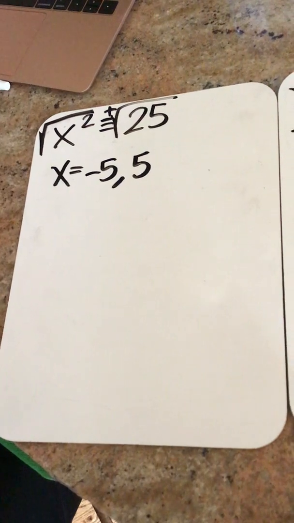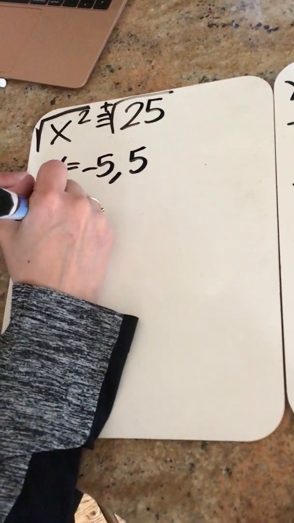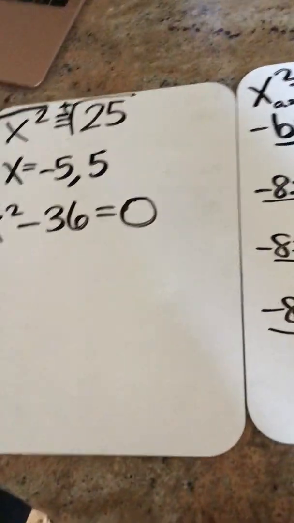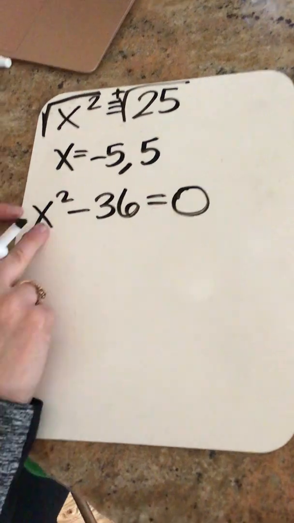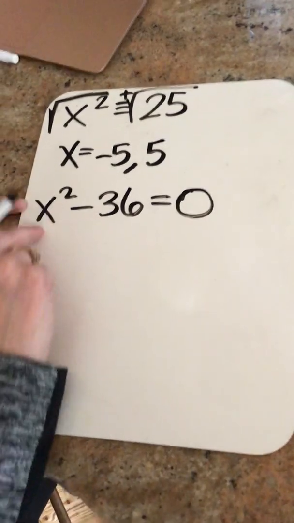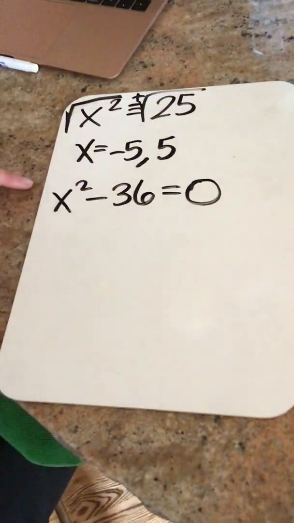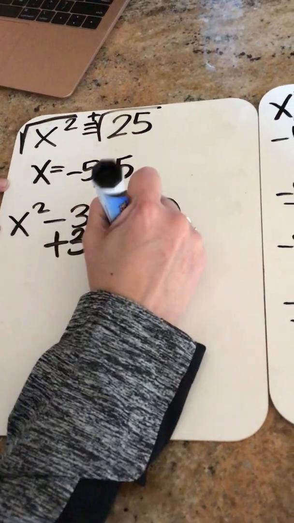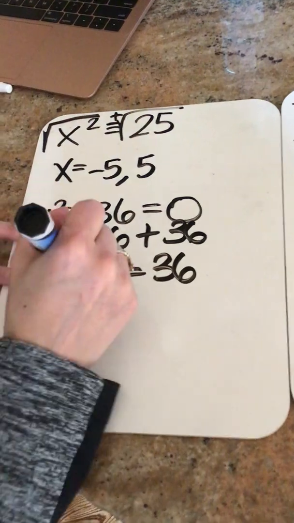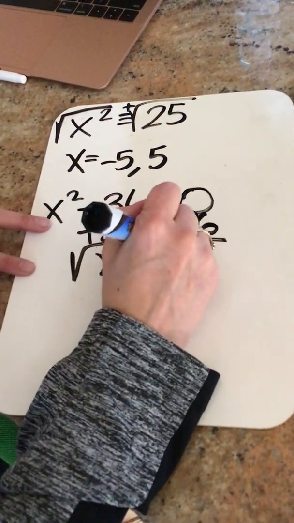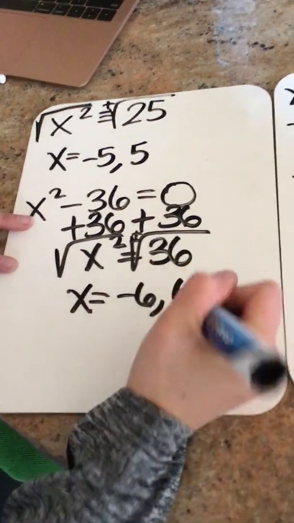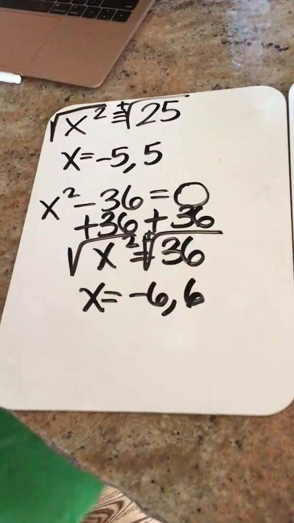If my equation looked a little different, like maybe x squared minus 36 equals 0, again, I don't have an x term, but this is quadratic. I know I want to have more than likely two answers. And so for this one here, I want to get the x squared by itself. I'm going to add 36, and I'm going to get x squared equals 36. Then I'm going to square root both sides, remembering that I need both the positive and the negative answer. So x has to equal -6 and +6. One more example on that one.